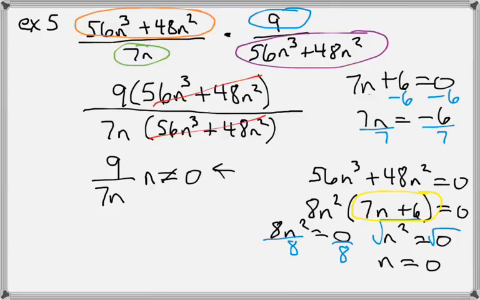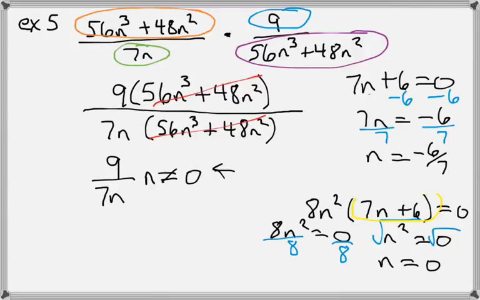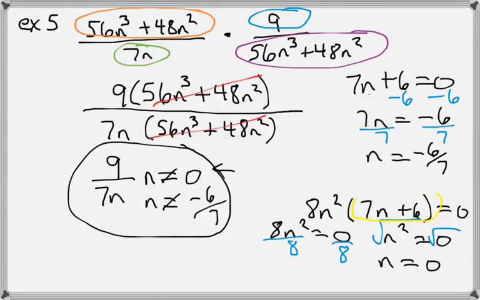So I get that n is equal to negative 6/7. So that is my other excluded value. So final answer, I get 9 over 7n, and my two excluded values: n cannot equal 0, and n cannot equal negative 6/7.